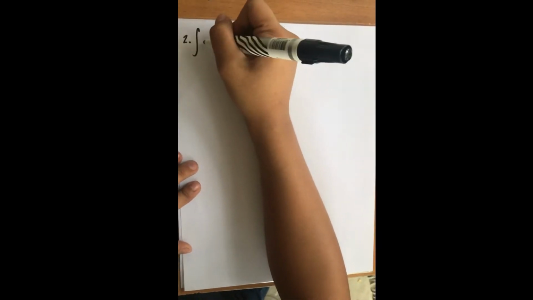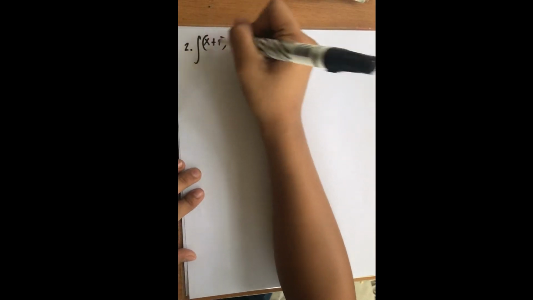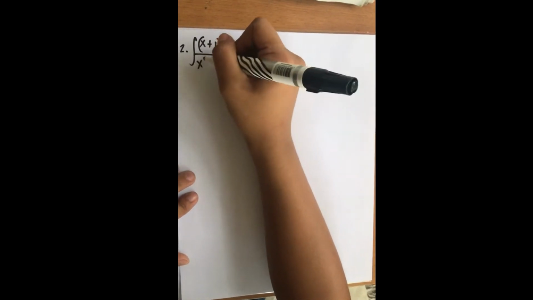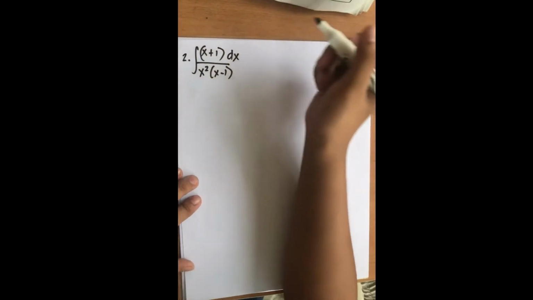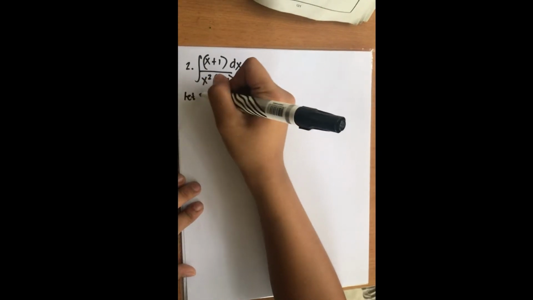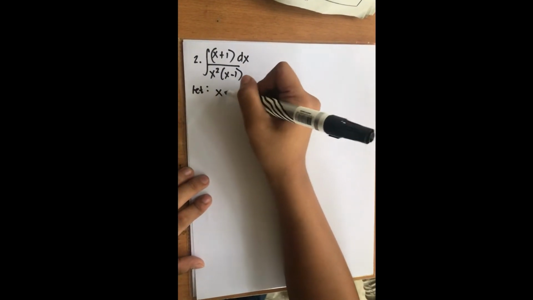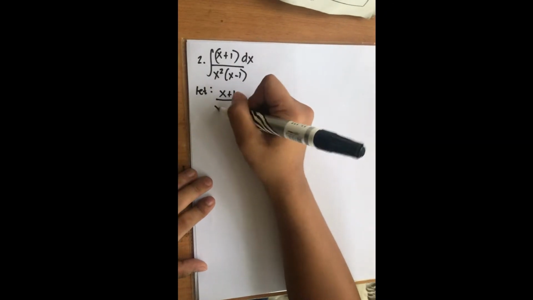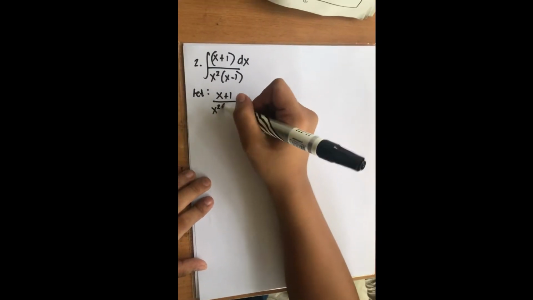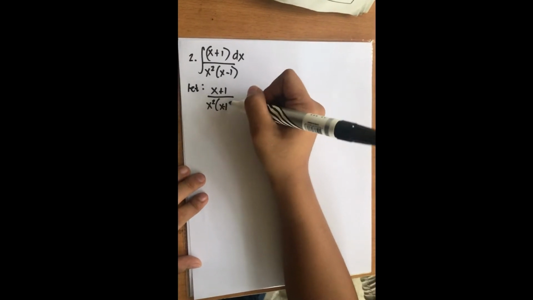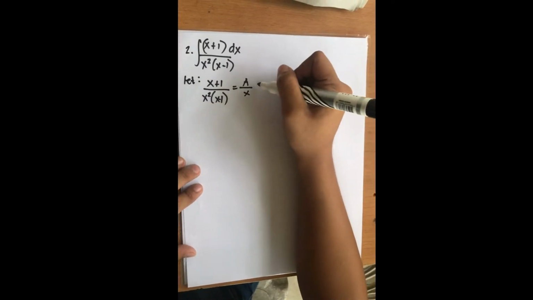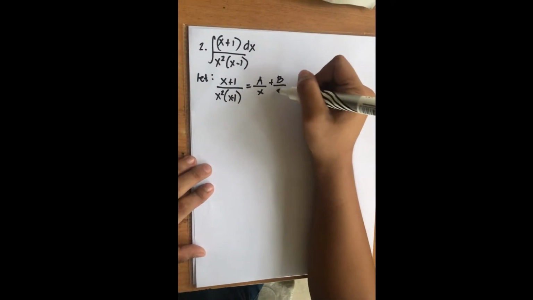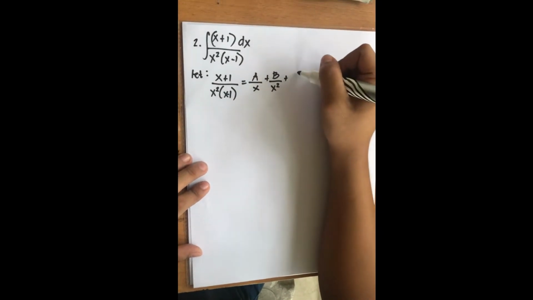Problem number 2 for repeated linear factors. Integral of (x plus 1) dx over x squared times (x minus 1). Let (x plus 1) over x squared times (x minus 1) be equal to a over x plus b over x squared plus c over x minus 1.